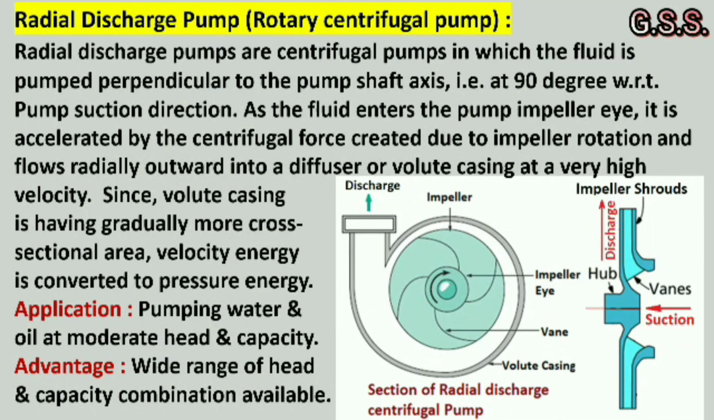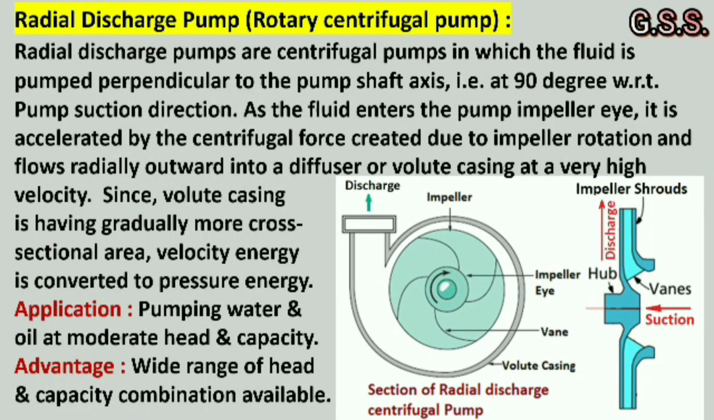Radial discharge pumps are centrifugal pumps in which the fluid is pumped perpendicular to the pump shaft axis. That means at 90 degrees with respect to pump suction direction. As the fluid enters the pump impeller eye, it is accelerated by the centrifugal force created due to impeller rotation and flows radially outward into a diffuser or volute casing at a very high velocity. Since the volute casing has gradually increasing cross-sectional area, velocity energy is converted to pressure energy.